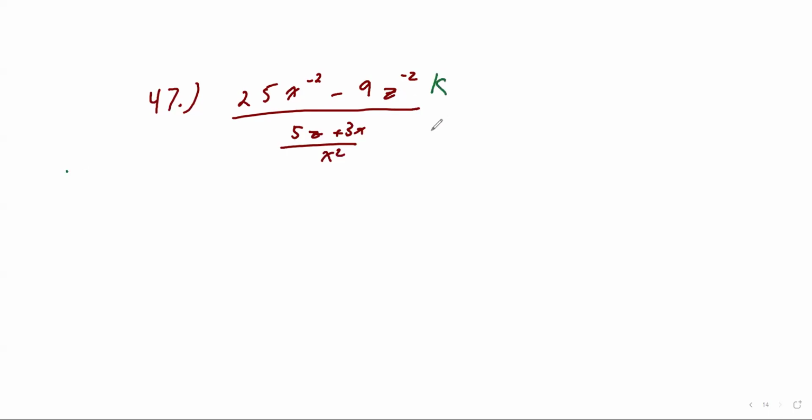You would keep the top fraction. This long division bar is your division, so you're going to change that to multiplication, and you'll flip the second fraction. So I get 25x to the negative 2 minus 9 times z to the negative 2, times, so I'm going to change this part to multiplication, and then I'm going to flip this fraction. So x squared over 5z plus 3x.